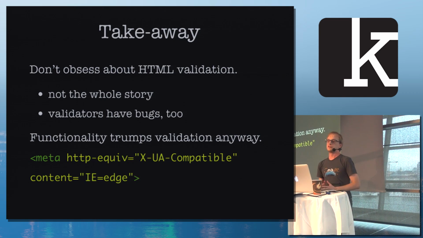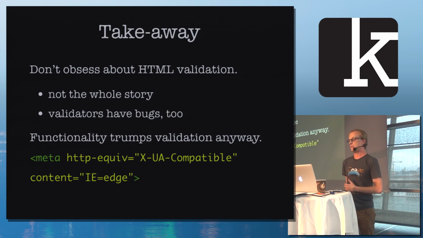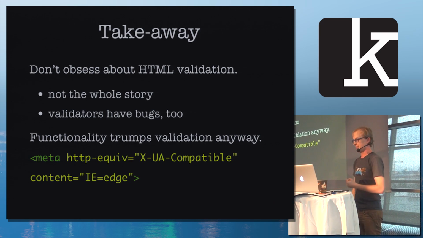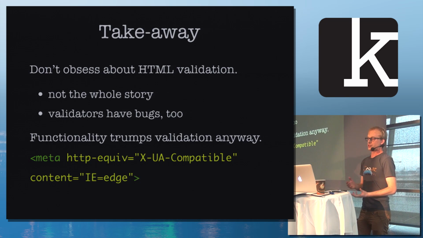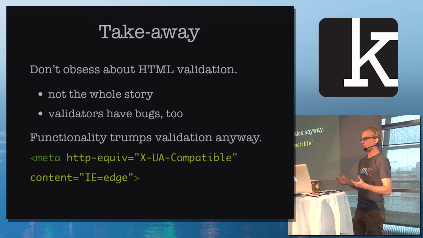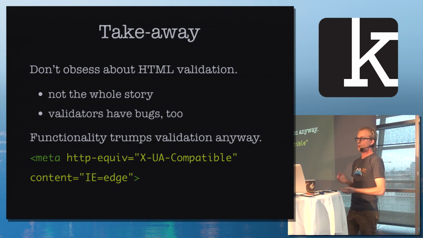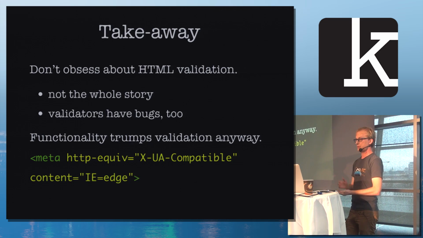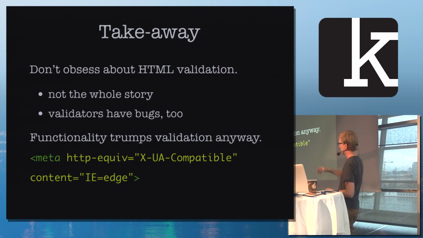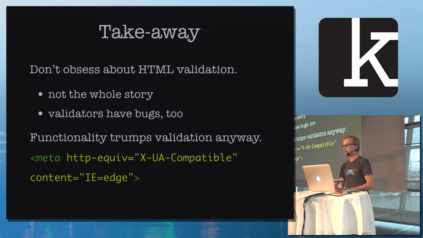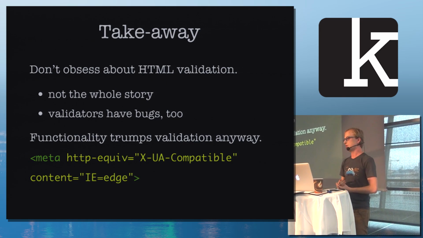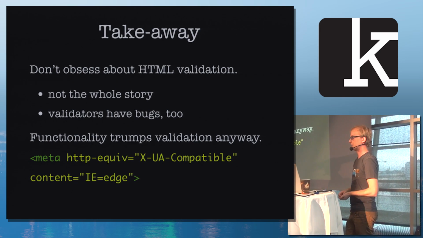So what I learned over the years is that I shouldn't have been obsessing about HTML validation as much as I did. Because it's not the whole story, and it's okay to have a validation error in your code if you know why it's there and if you have a good reason for it. And probably the most common example of that is if you're using the X-UA-Compatible meta tag to get Internet Explorer to render using its latest available rendering mode. That is very desirable behavior.